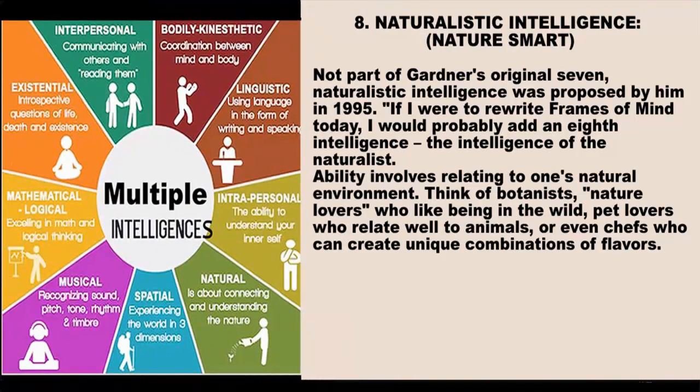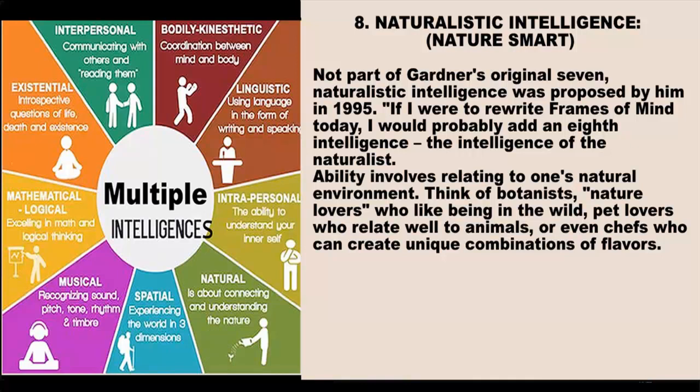8. Naturalistic intelligence. Nature smart, not part of Gardner's original 7. Naturalistic intelligence was proposed by him in 1995. If I were to rewrite Frames of Mind today, I would probably add an eighth intelligence. The intelligence of a naturalist. The ability involved relating to one's natural environment.